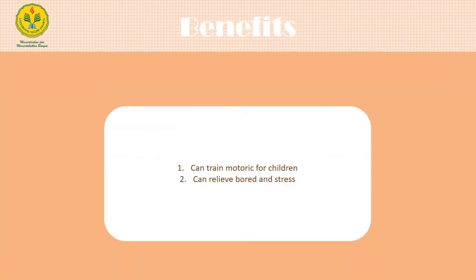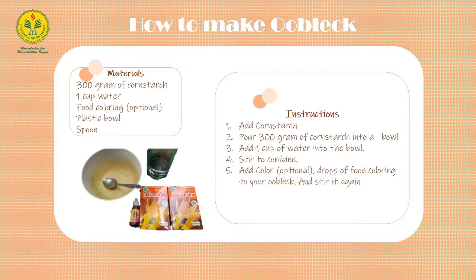Benefits of Oobleck: it can train motor skills for children and can relieve boredom and stress. How to make Oobleck? Materials: 300 grams of cornstarch, 1 cup of water, food coloring that's optional, a plastic bowl and a spoon.